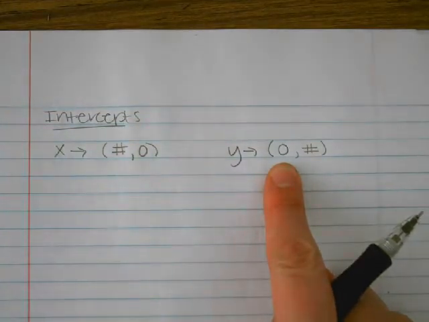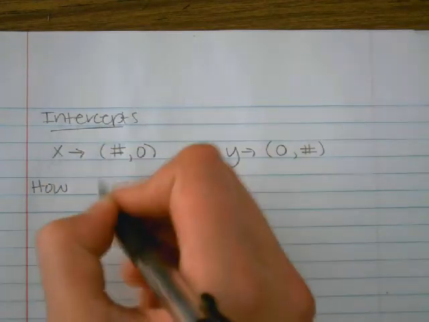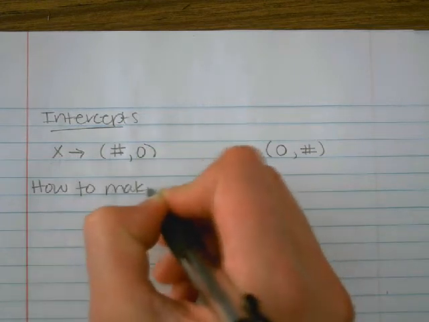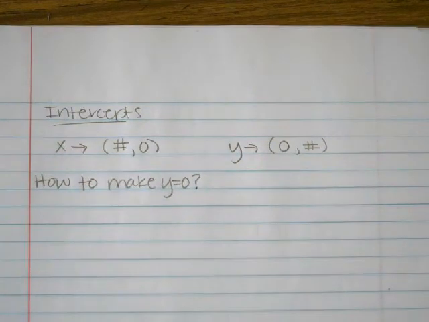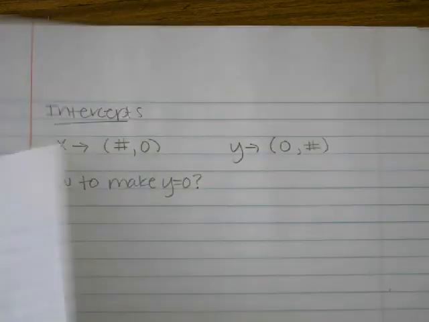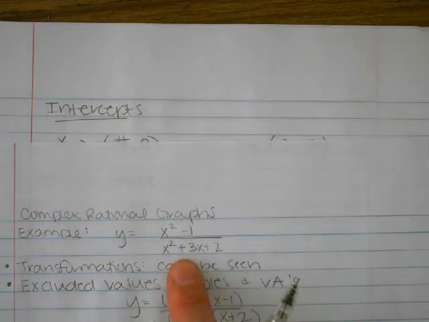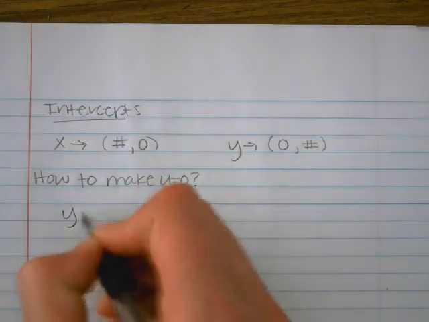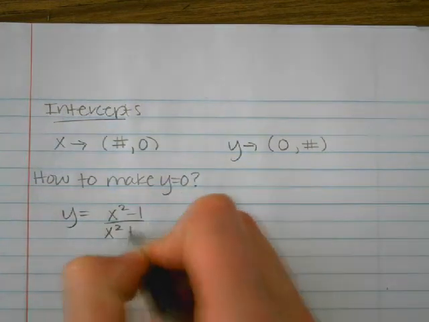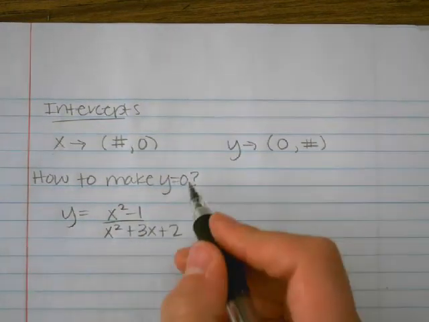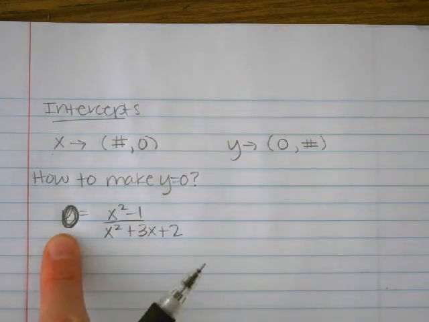So for us, if we're finding the x-intercept, we want to know how to make y equal 0. If we can answer that question, then we're going to be able to find the x-intercepts. And if you look back at the original problem, it says y equals this fraction. So if I take this equation, y equals x squared minus 1 divided by x squared plus 3x plus 2, I want to know how to make y equal 0. So I need to take the equation and set it equal to 0.